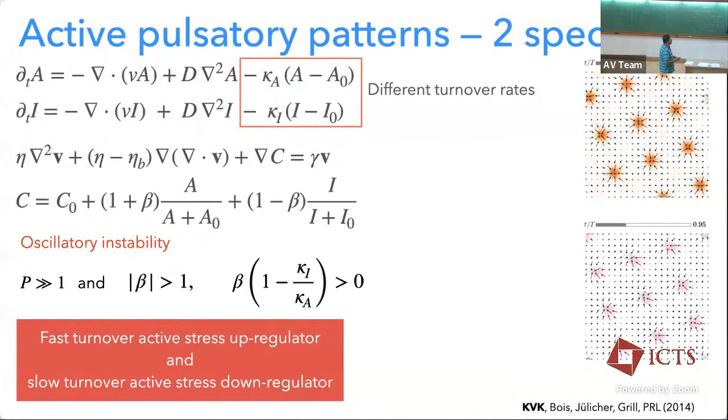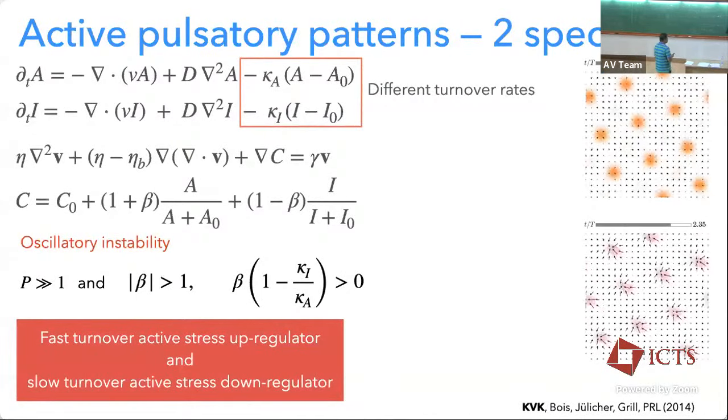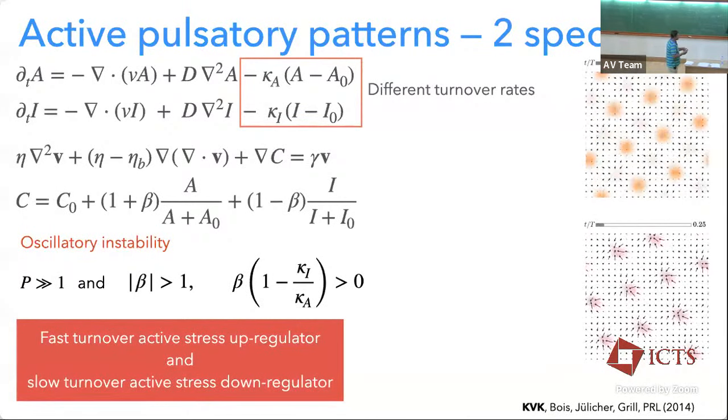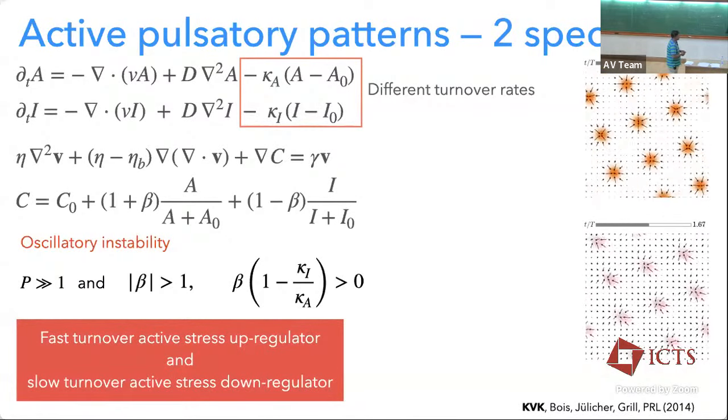So if you want to decide which pattern gets selected, you have to do something more. You have to do something called the amplitude equation. If you write down the amplitude equation for different kinds of patterns, hexagonal patterns, rolls, and so on, you can look at the stability of the amplitude of those patterns. That's why it's called the amplitude equation.